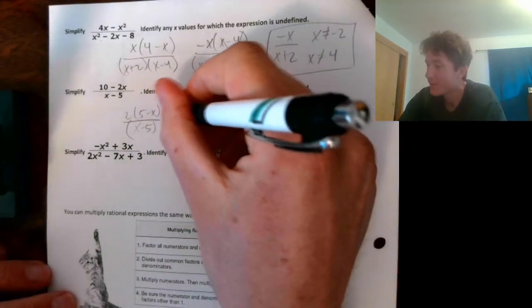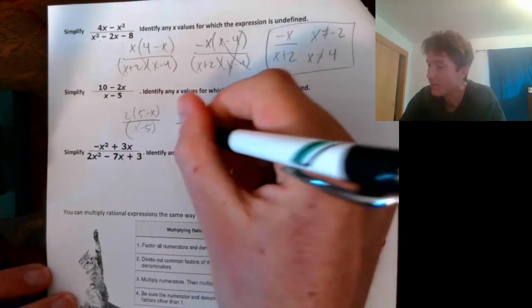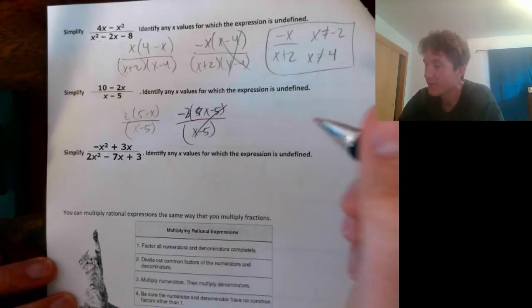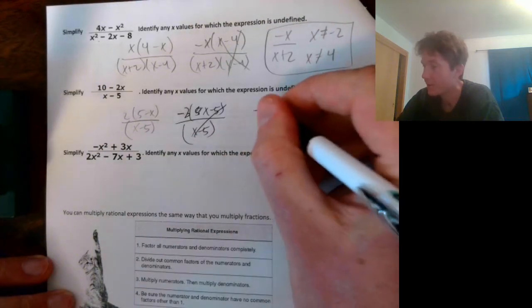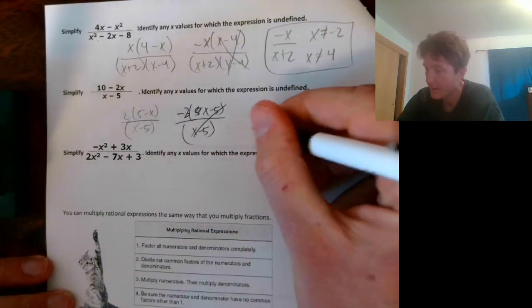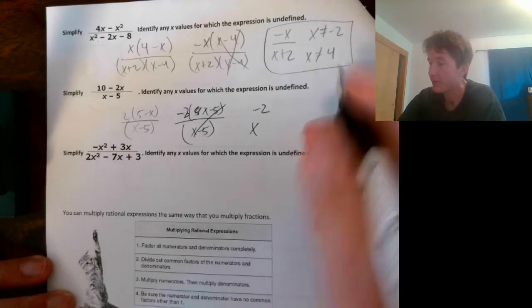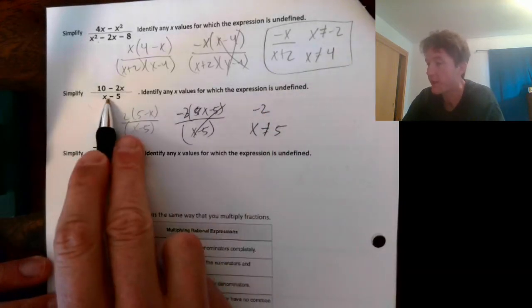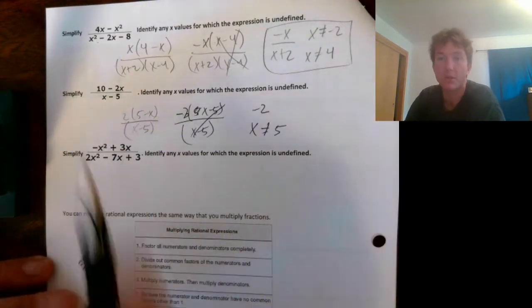This would be -2 times x minus 5. Then I have x minus 5 on top, x minus 5 on the bottom. Those cancel. I'm left with -2 as an answer. However, since this is a rational expression, x cannot equal 5. Because if I plugged in 5 on the bottom, this graph would do some funky stuff. You just have a hole there.